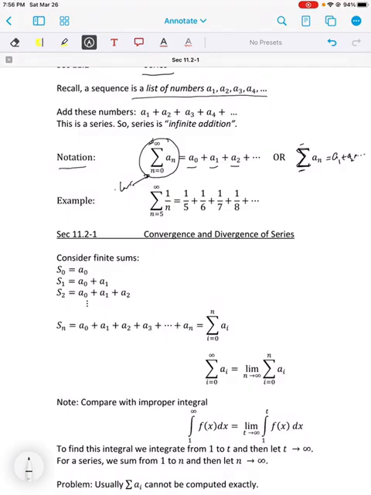One of the examples here: if we have the summation of 1 over n, with n equal to 5 to infinity, it means our first term is when we plug in n equal to 5. So this is where we will start.